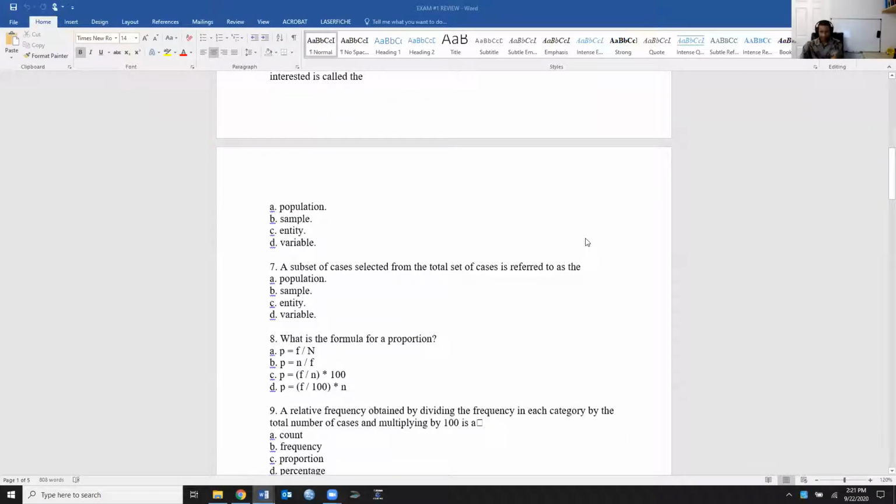Okay, so number 7, a subset of cases selected from the total set of cases is referred to, okay, it's pretty obvious right there. What's the answer to this? Sample. Sample, right? We just talked about it. Okay, good. Any questions about that?